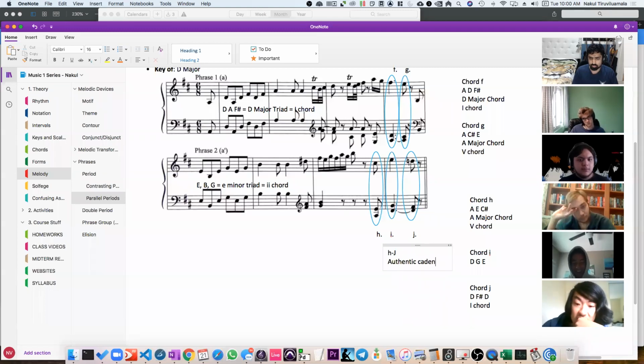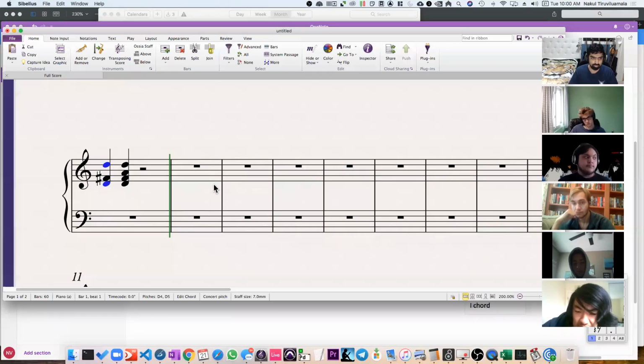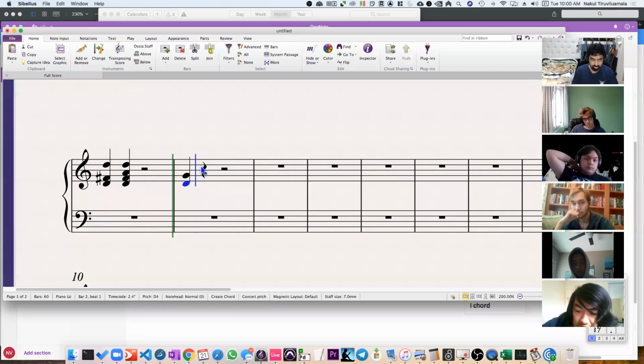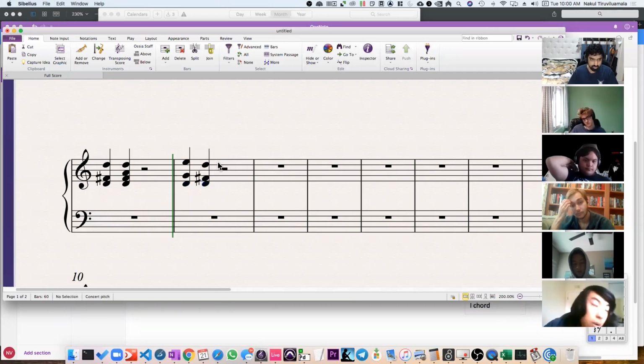And then you might have wondered, well, what about chord I? Well, chord I is basically a sus chord. And then check this out. It's basically a double sus. Like, this G, let's take a look at this. What you have here is this.